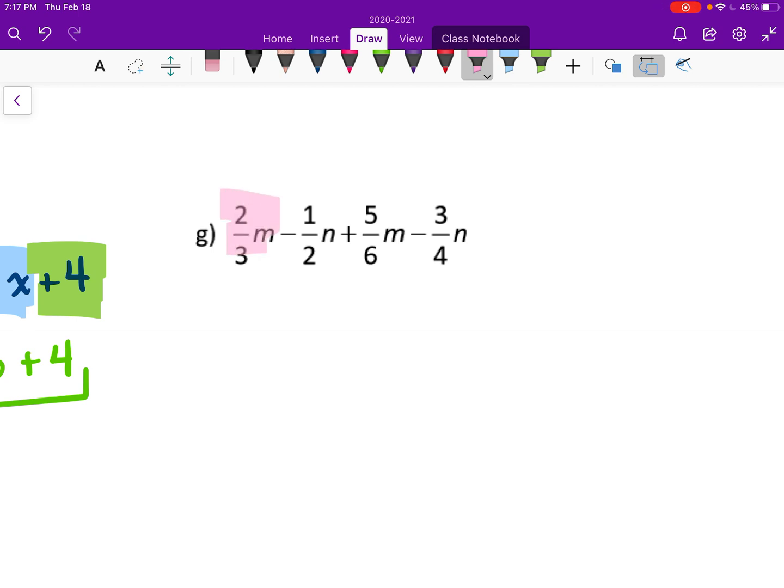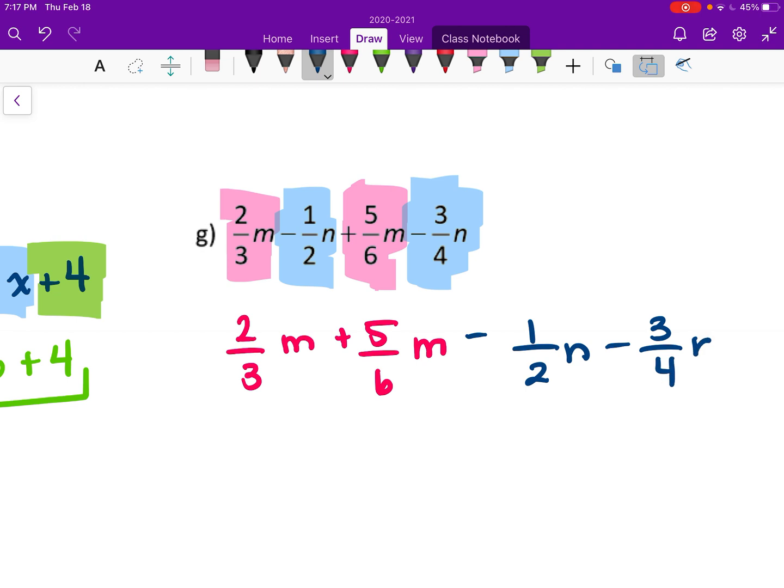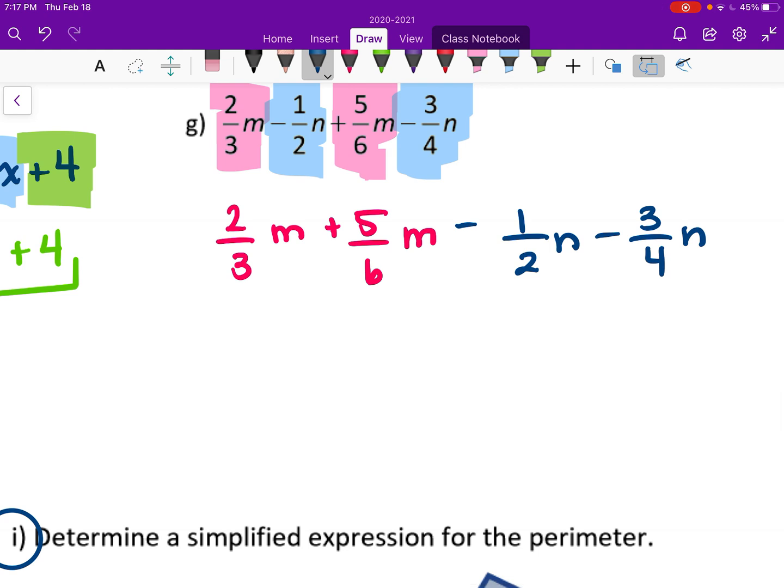So here we have 2 over 3m. So I'm going to go try to find anything else that has just an m. This is an n. This is just an m, so that works. And it's a positive. And that's an n. So I'm just going to go back and write these in pink. I'm going to say, okay, 2 over 3m plus, because that's a positive, 5 over 6m. Then I'm going to look for, okay, I have a negative 1 over 2n, so I'm just going to go write that in. Negative 1 over 2n minus 3 over 4n. Now I have my m's and my n's.